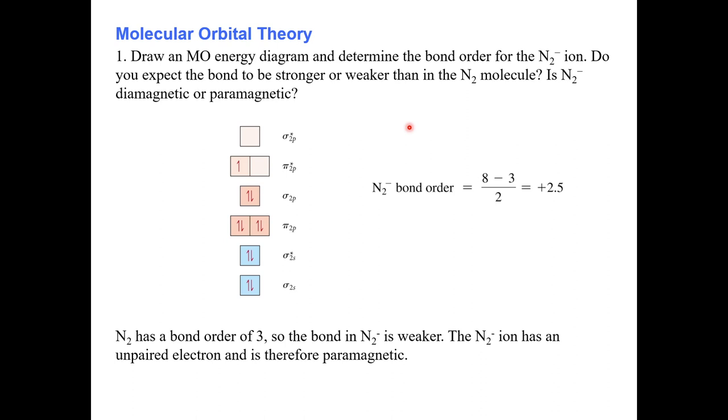Now remember, N2 has a bond order of 3, so the bond in the N2 minus ion is weaker. Also, we could see that there is an unpaired electron in this diagram, so N2 minus is paramagnetic. So make sure you follow these steps. Even if the question is just simply asking if a molecule or an ion is diamagnetic or paramagnetic, you need to draw out this molecular orbital diagram.